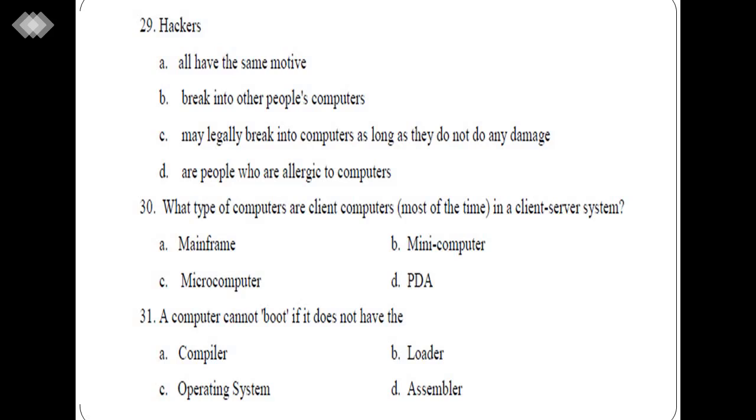Now next question is question number 30: what type of computer are client computers most of the time in a client-server system? Options: mainframe, minicomputer, microcomputer, and PDA. Now question number 31: a computer cannot boot if it does not have the loader, compiler, assembler, and operating system.